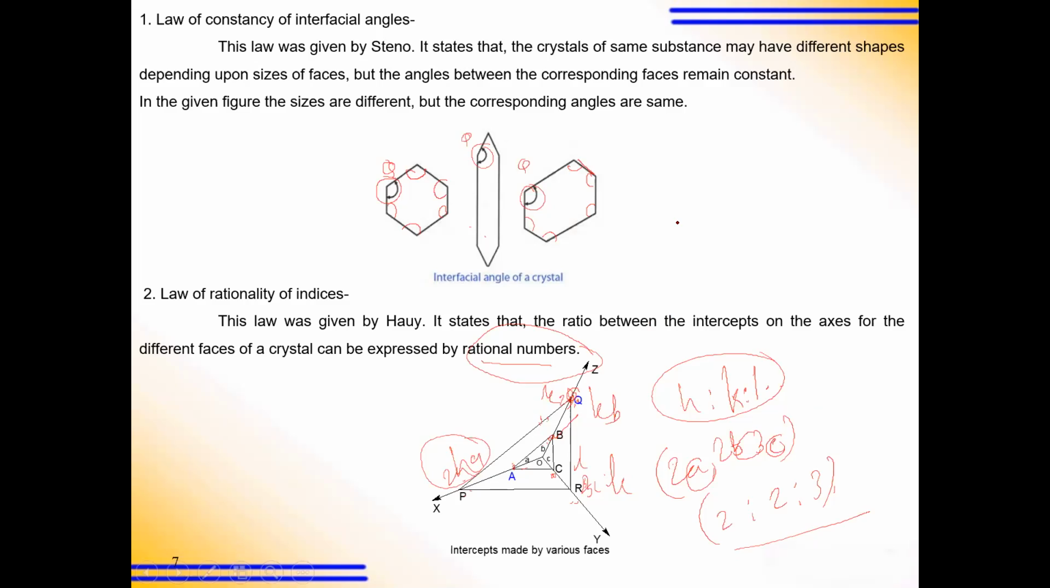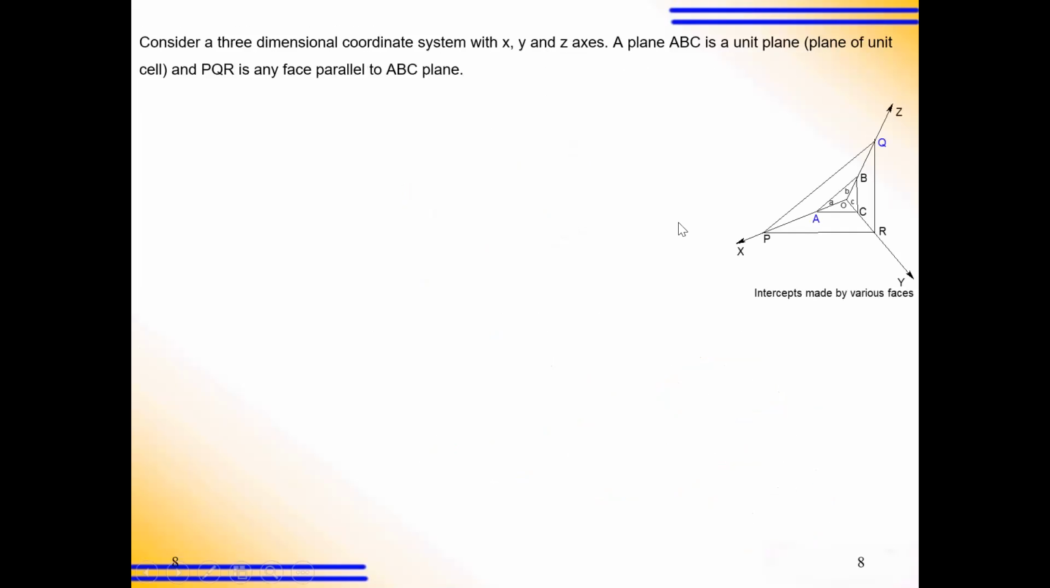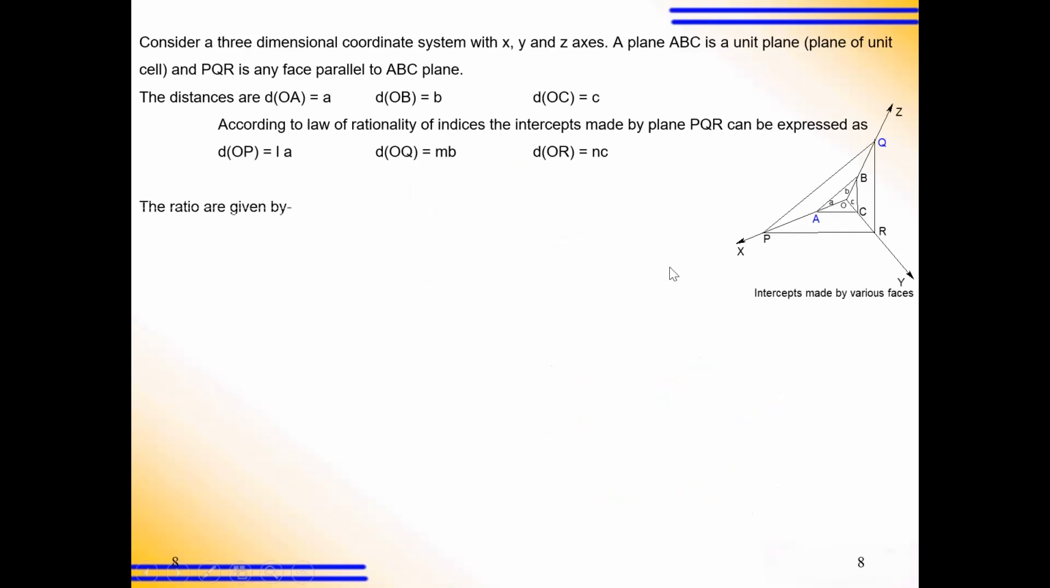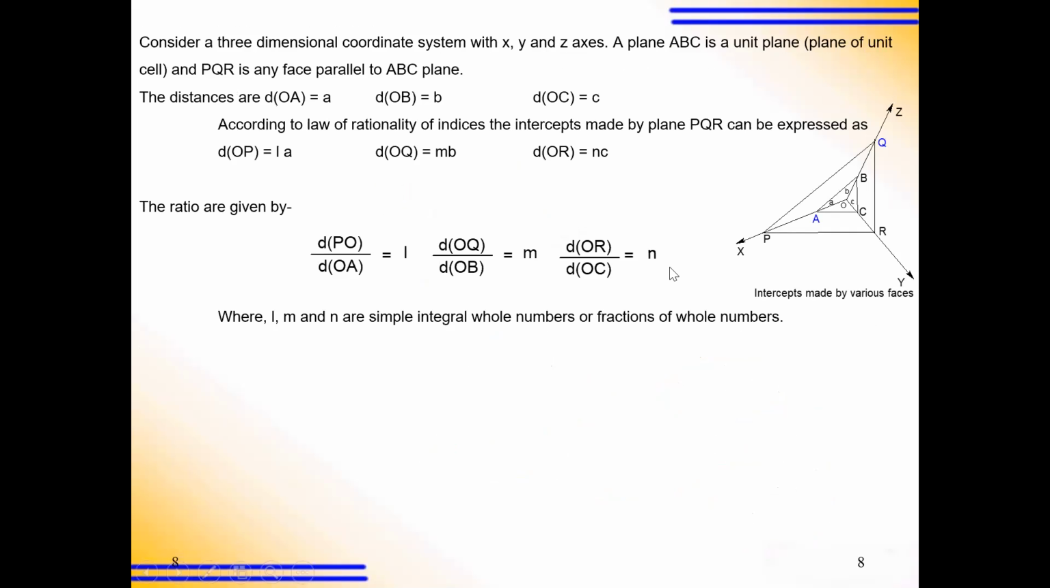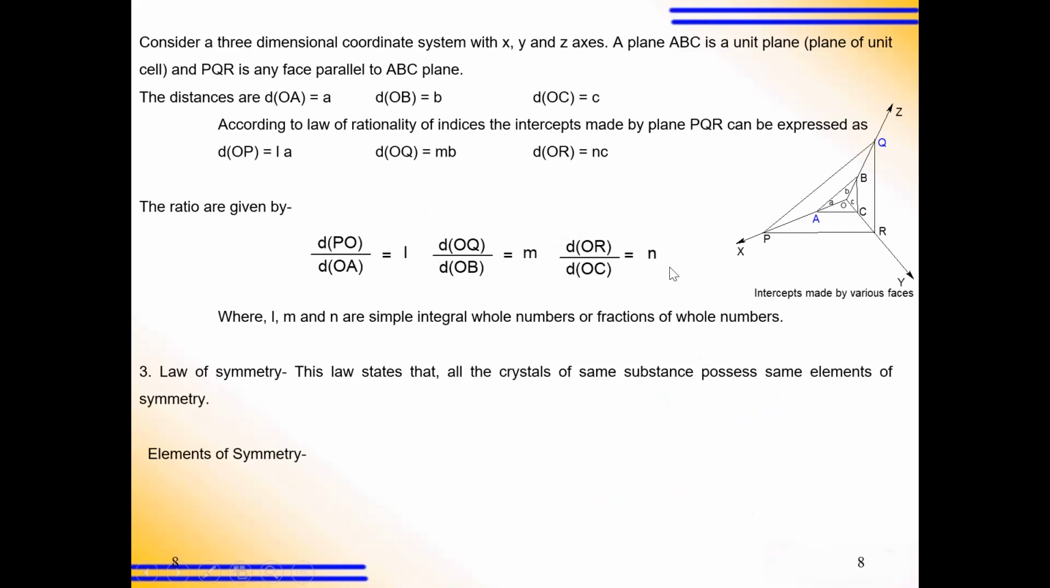Second, then third one, this is the intercept made by various. इथे त्यांनी रेशो आपण काढून बघितलाय, राइट. आपण आताच बघितलंय. थर्ड लॉ, that is the law of symmetry, and this law is stated that all the crystals of same substances possesses same elements of the symmetry, right. Law of crystallography or a law of symmetry.